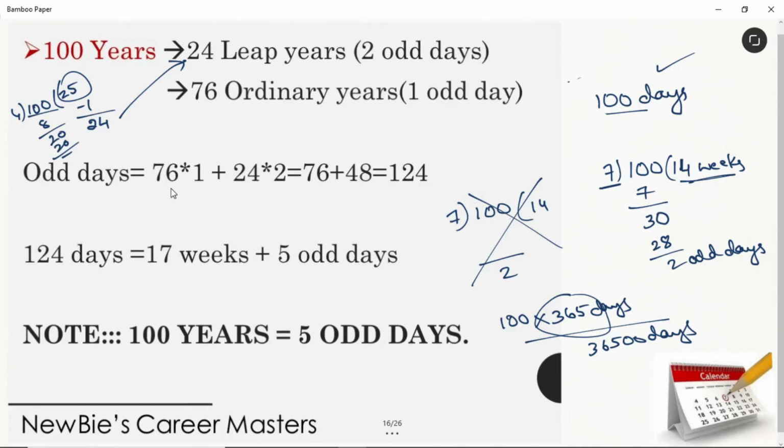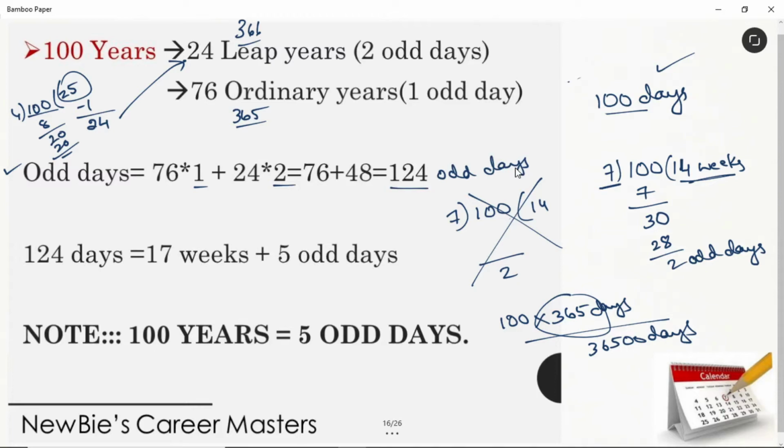After this, it's very easy to convert this into days than multiplying this with 366 and this with 365 and complicating it. What you can do is take out odd days. We want odd days, right? We know in every ordinary year we have one odd day. So see, 76 ordinary years are there. So 76 into 1 odd day. This is how you can convert it to odd days. Am I clear? This is the long approach. Okay, this is the easy way. Now, 24 leap years, each leap year has 2 odd days, so 24 into 2 odd days. Clear? Then total 124 odd days.